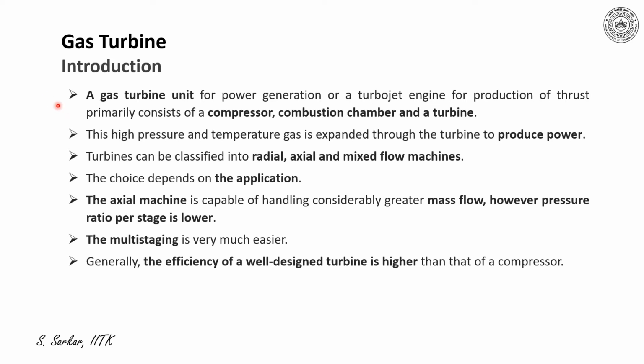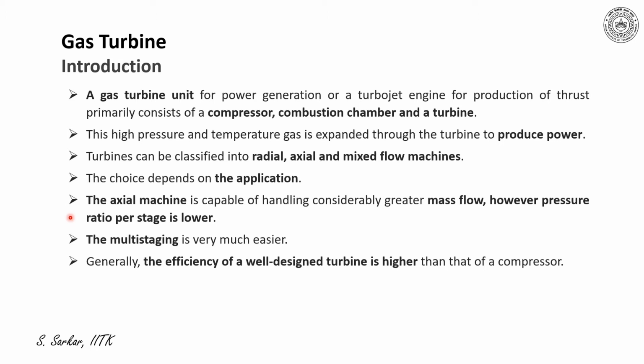A gas turbine unit for power generation, or a turbojet engine for production of thrust, primarily consists of a compressor, combustion chamber, and a turbine. Thus, the high pressure and temperature gas is expanded through the turbine to produce power. Like compressors, turbines can be classified as radial flow, axial flow, and mixed flow machines. Indeed, the choice of the type of turbine used would depend on the application.